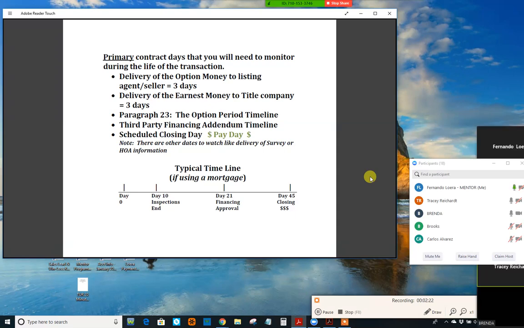The way I list the timeline is I have day 0, which is the executed contract date, followed by day 10 for inspections, day 21 for financing, and day 45 for the closing. So let's go ahead and dive in.